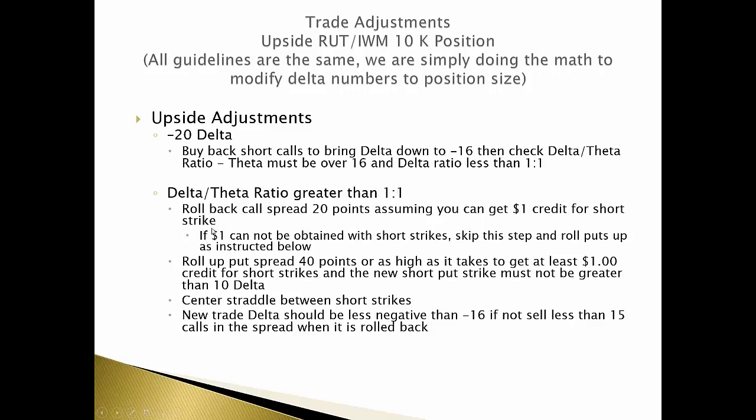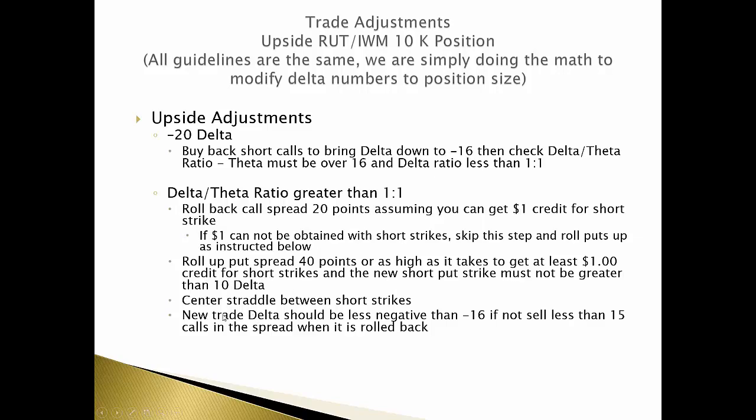All this here is going to be the same: rolling the call straight back 20 points, getting $1 credit for the short strikes. Rolling the put spreads up 40, getting $1 for the short strikes. Those are all the same. And the new short strikes can't be greater than 10 delta when you roll them up. That's the same as the other one.